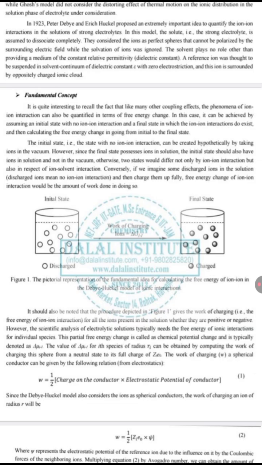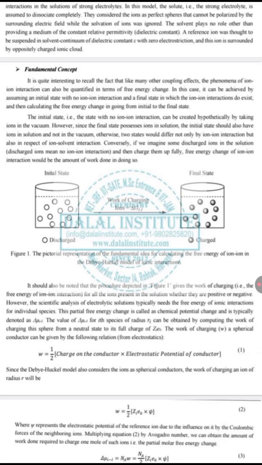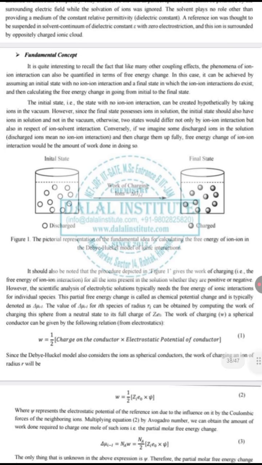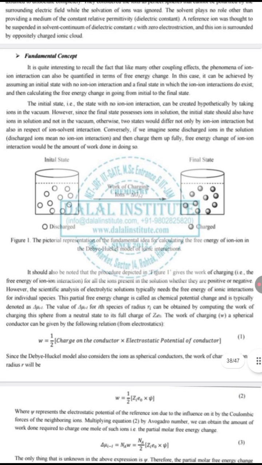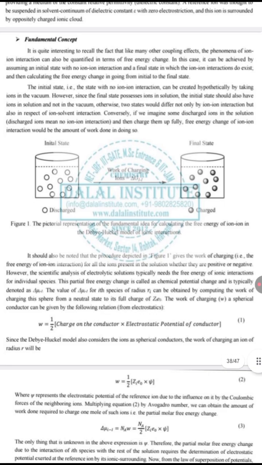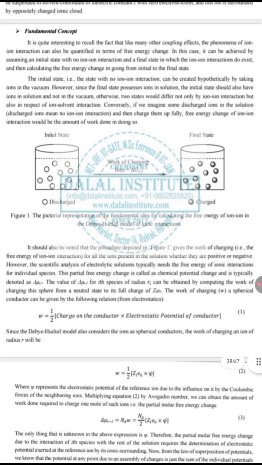In 1923, Peter Debye and Erich Hückel proposed an extremely important idea to quantify the ion-ion interaction in the solution of strong electrolyte. In this model, the solute, that is the strong electrolyte, is assumed to dissociate completely. They considered the ions as perfect spheres that cannot be polarized by the surrounding electric field, while the solvation of ions was ignored. The solvent plays no role other than providing a medium of constant relative permittivity, the dielectric constant. A reference ion was thought to be suspended in the solvent continuum of dielectric constant E with zero electrorestriction, and this ion is surrounded by an oppositely charged ionic cloud.